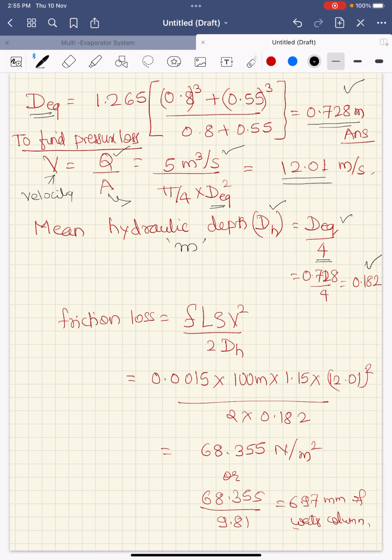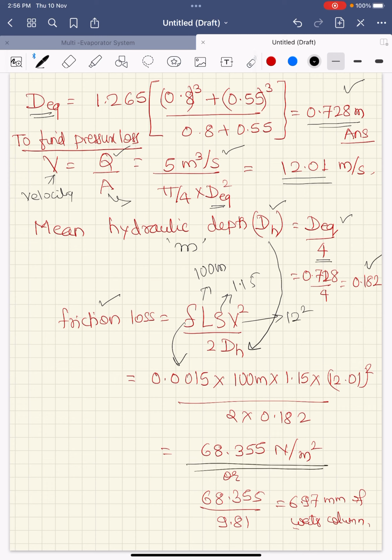Now once you get the diameter, we have to find the frictional loss. The frictional loss is f l rho v square upon 2d, where this d has to be the mean hydraulic depth. Velocity we had already found as 12, squared. Density is given as 1.15. Length, we are supposed to find the friction loss for 100 meters. f is given as 0.0015. Solve this, and we will get the friction loss.